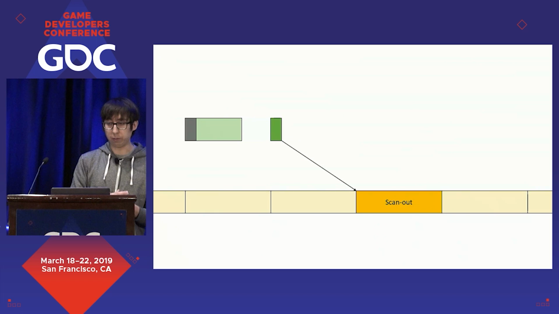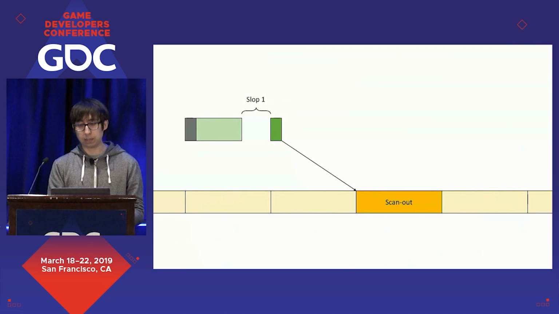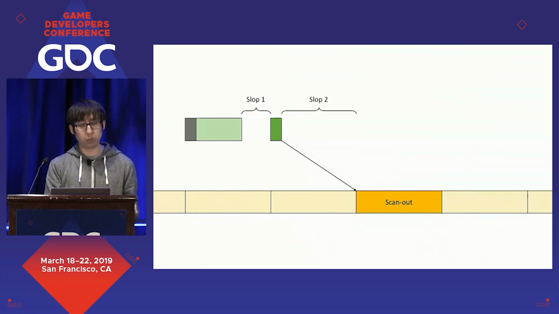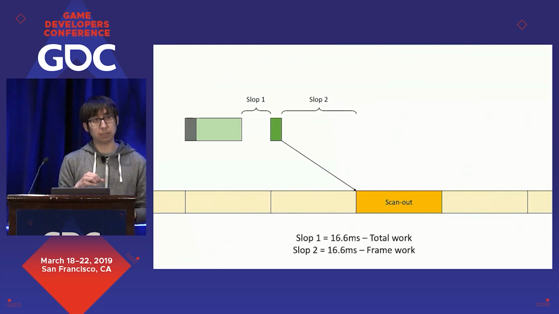Now with pseudo-triple buffering, slop gets split into two parts. The first slop duration is the frame buffer wait, and that's between the end of scene rendering and the beginning of frame buffer rendering. And the second slop duration is between the queue for flip and the actual flip. If you calculate these two slops, the first one is 16.6 minus the GPU workload, but the second one is 16.6 minus just the frame buffer rendering workload.